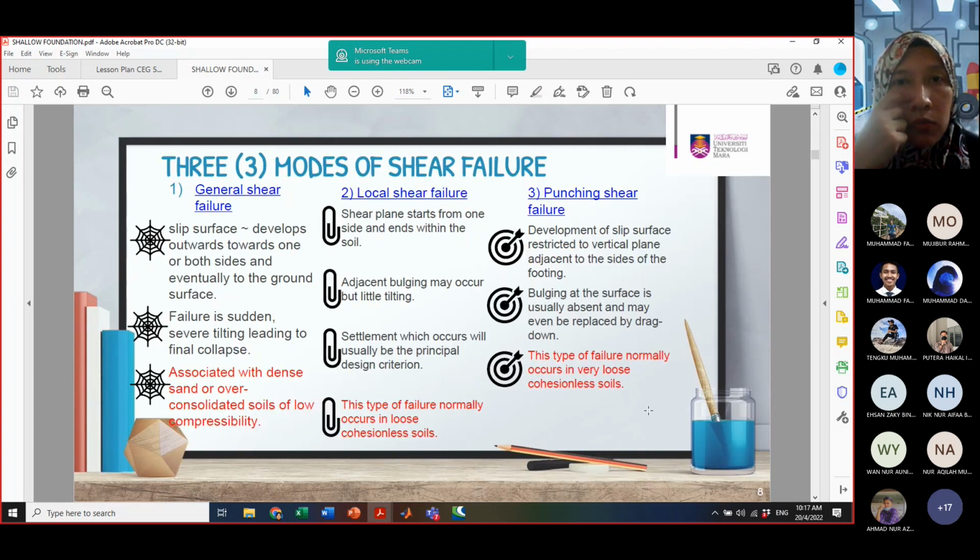Okay, since we want to have the design, one of the requirements is the factor of safety against shear failure. So you have to know what shear failure is and what the modes of shear failure are. For this, we have three different modes of shear failure: general shear failure, local shear failure, and lastly punching shear failure. So what is it all about?